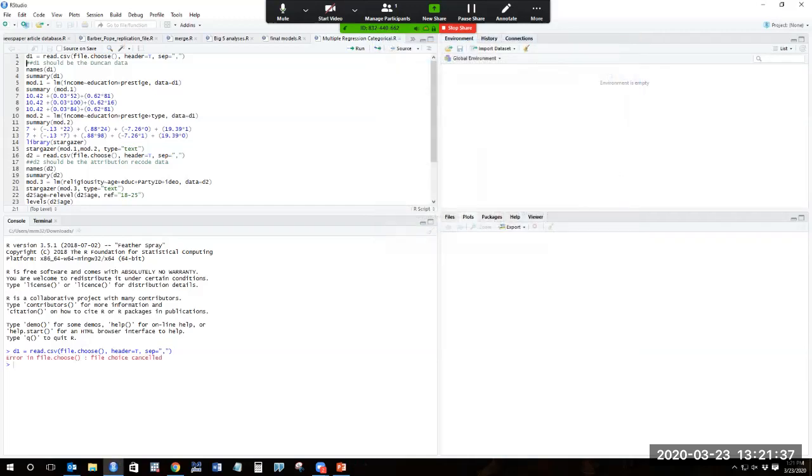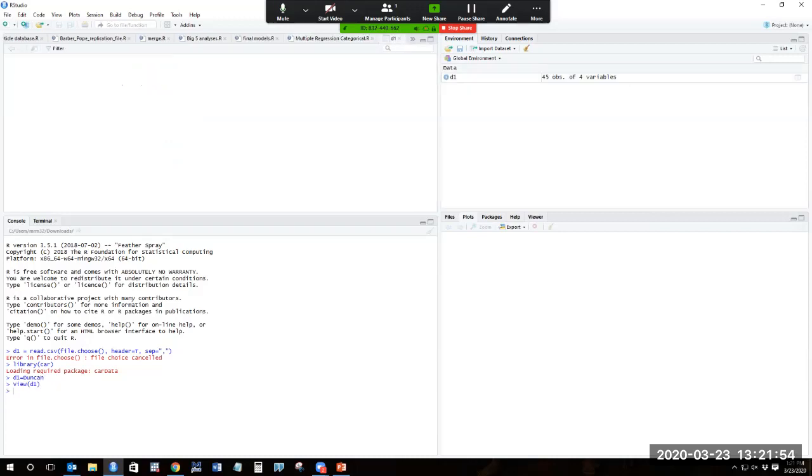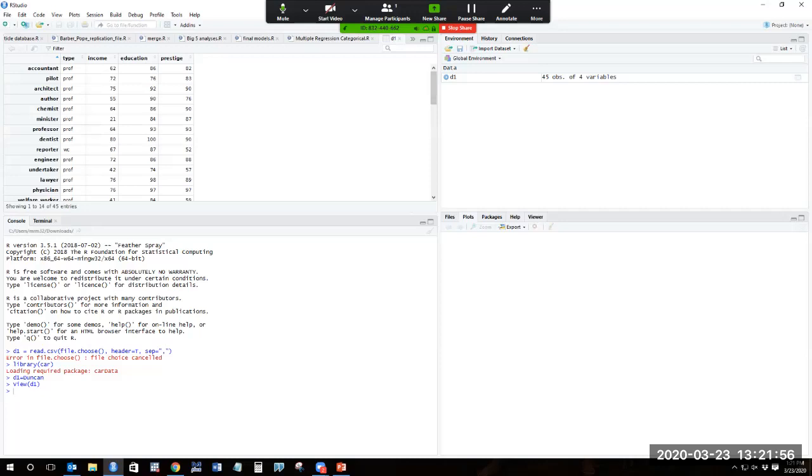Well, I would show you an easier way to get the Duncan data set in. If I go library(car), and then load in that library, I can just say D1 equals Duncan, because it's in that library, and then it shows up. So here's my Duncan data set. I've got type. Career doesn't show up, but that's the job name. I've got income, education, and prestige. So there's my data set.